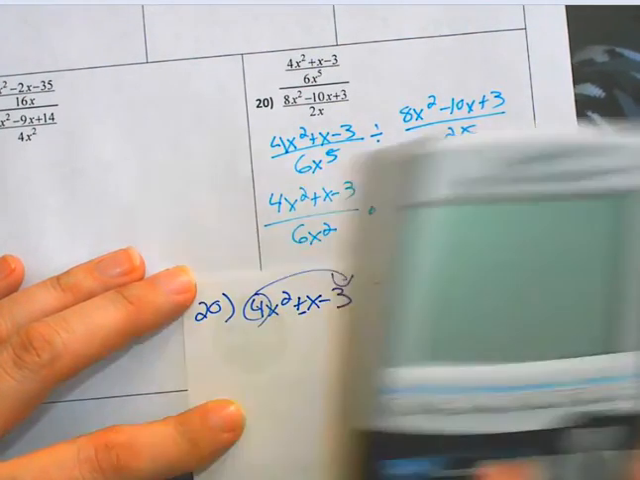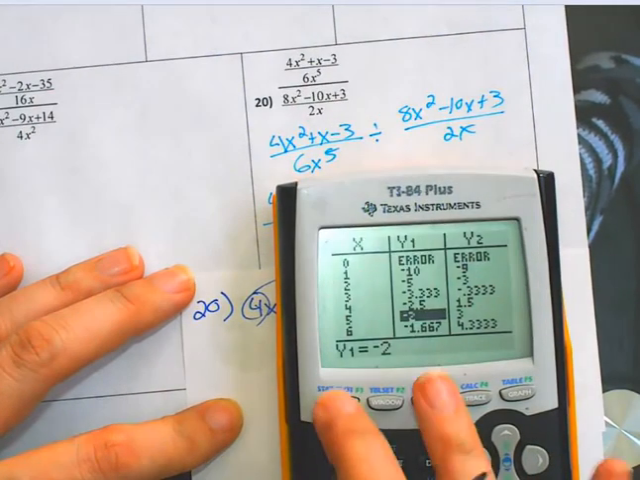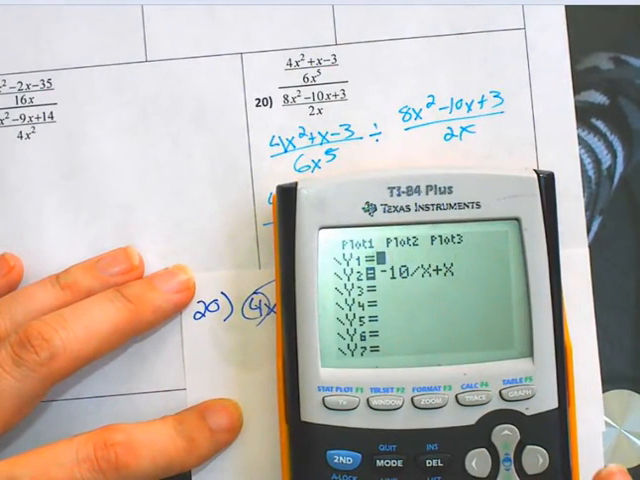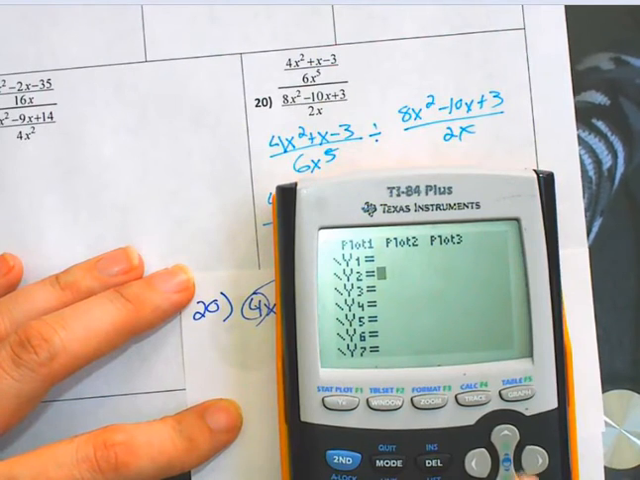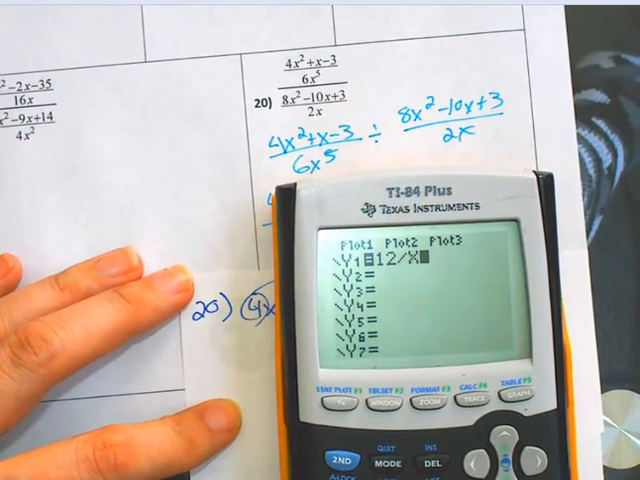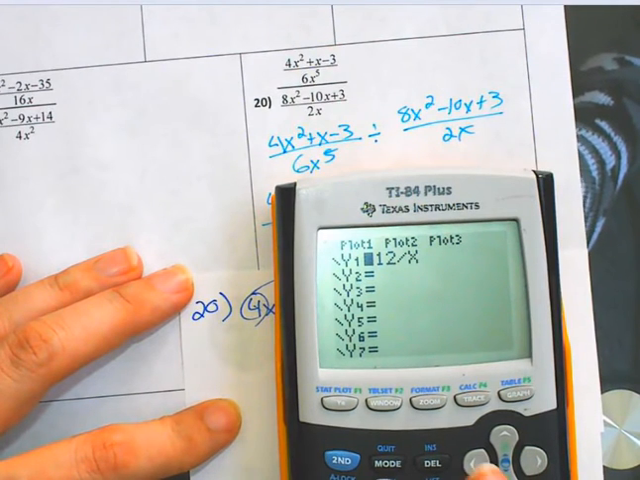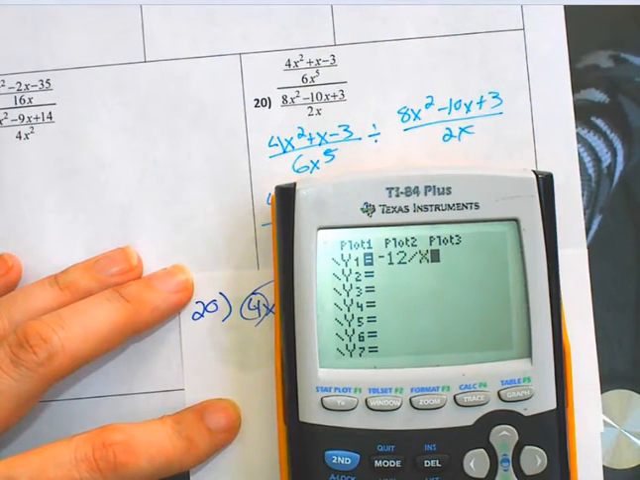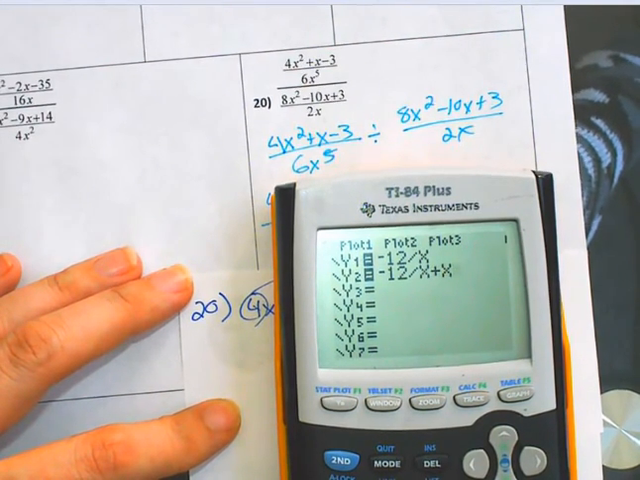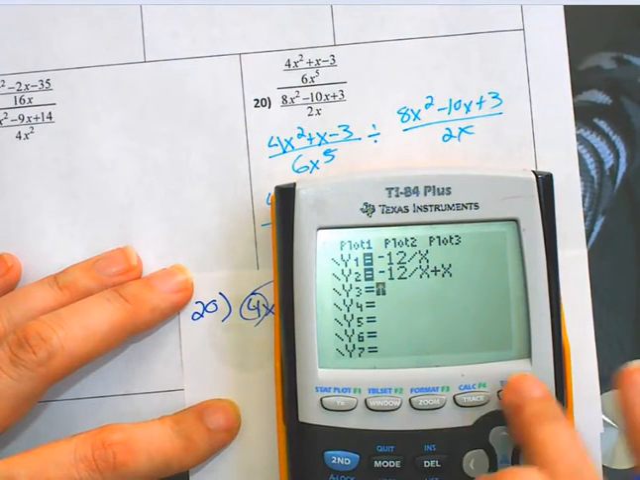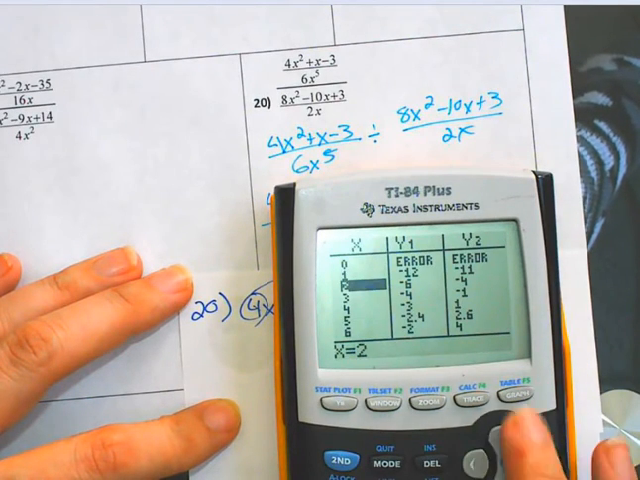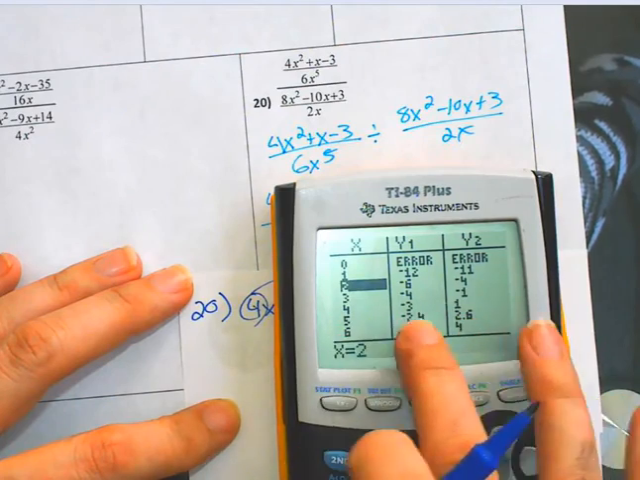Again, you could do that in your calculator. Negative 12, the factors of negative 12 that add up to positive 1. And then to the table. Remember, I'm looking for positive 1, so 4 and negative 3.